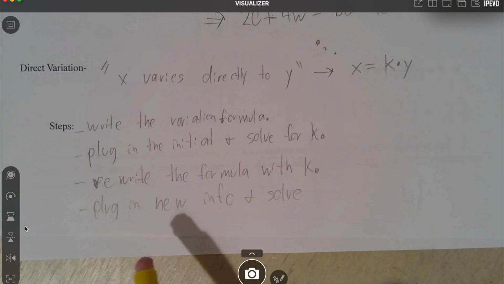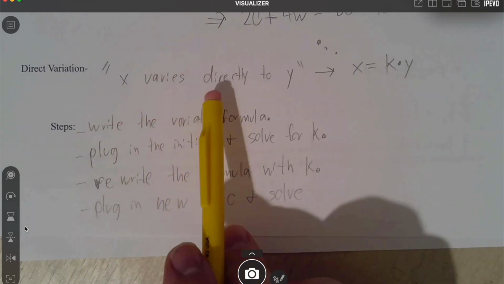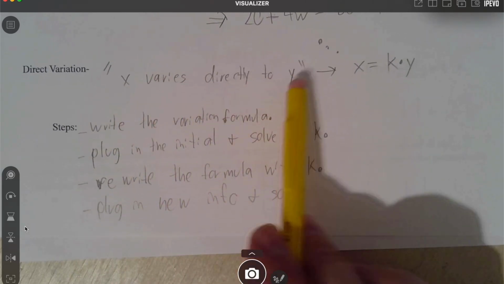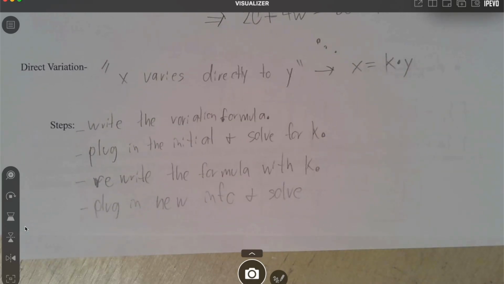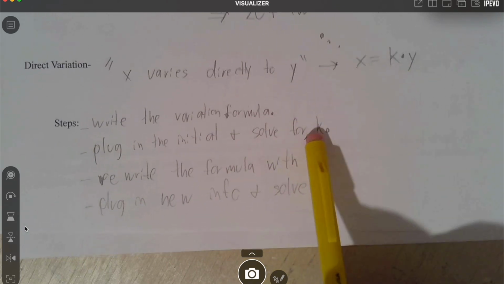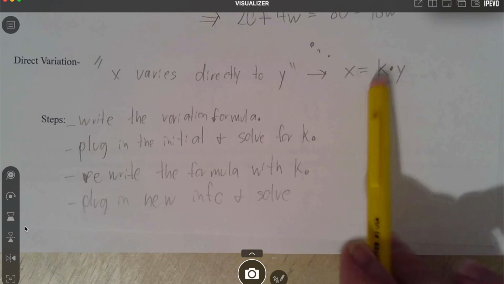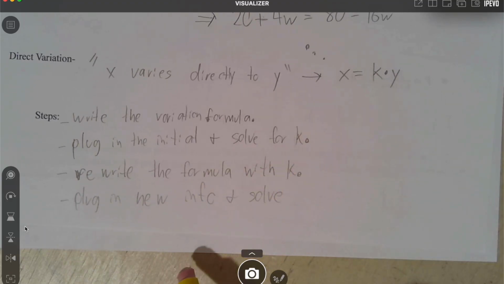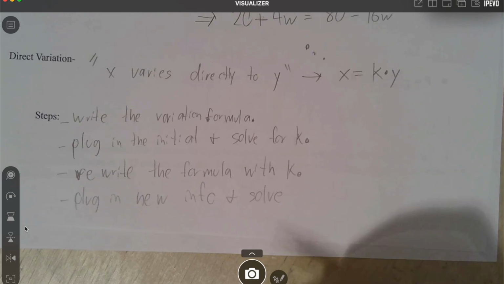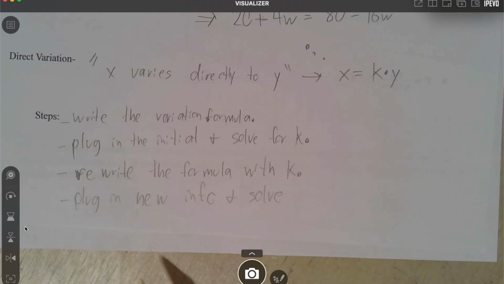So we write the initial variation formula. In other words, we're going to read somewhere that x varies directly to y, or x varies directly to y squared, and so now it's x equals k times y squared, or something like that. We then plug in some extra information they tell us about. We're going to solve for k. We're going to rewrite this just with k plugged in. Then they're going to give us new information, and we're going to solve that. They're all really simple problems, but I think a lot of times we get really stuck in these steps.